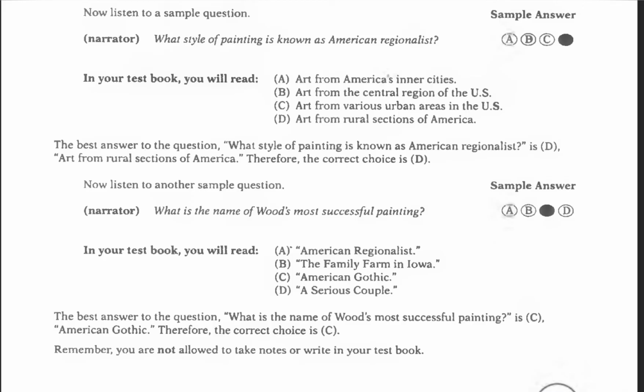The best answer to the question, what is the name of Wood's most successful painting, is C. American Gothic. Therefore, the correct choice is C. Remember, you are not allowed to take notes or write in your test book.